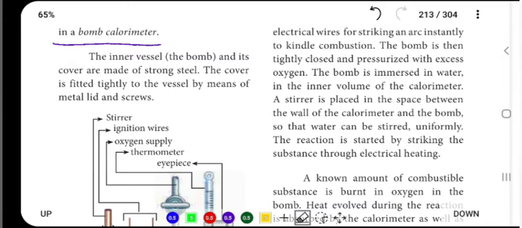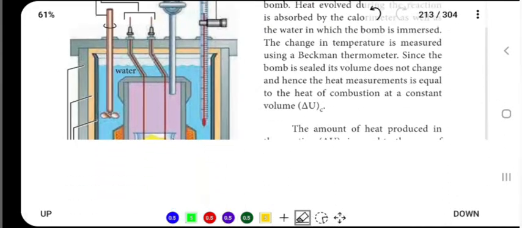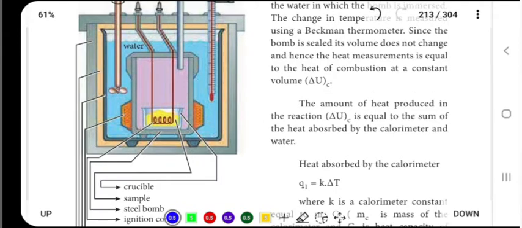It contains the inner vessel that is called the bomb. So this is the first point. Actually, you have to write all the points. The inner vessel, the bomb, and its cover are made of strong steel. See here, this box is called the bomb, covered with strong steel. Inside it a crucible is there, and inside the crucible we are keeping the sample.